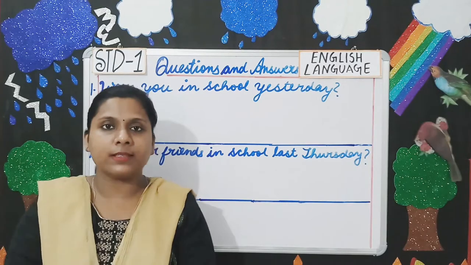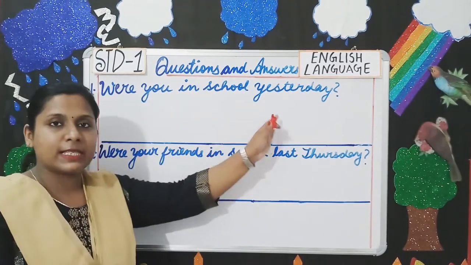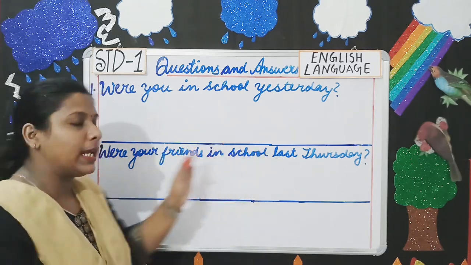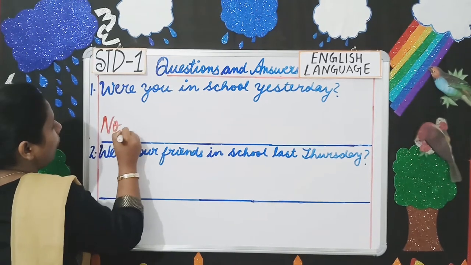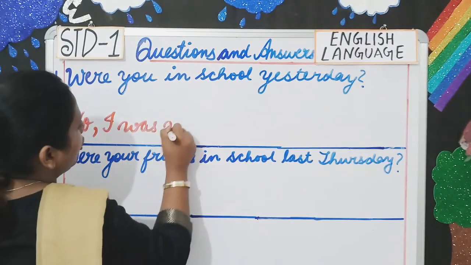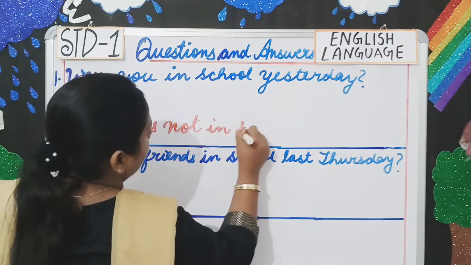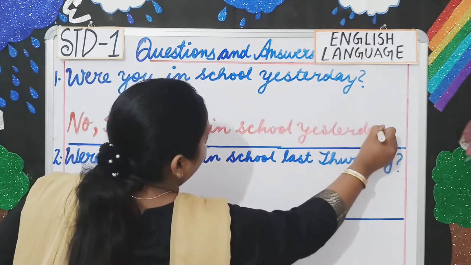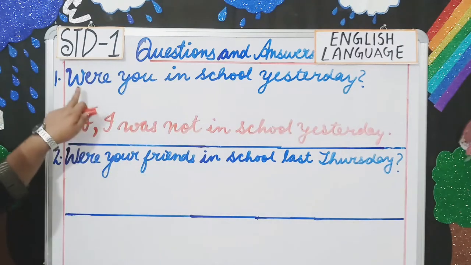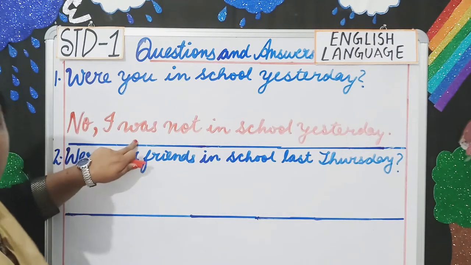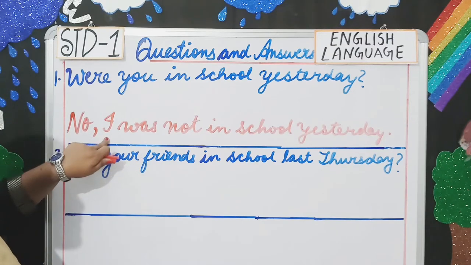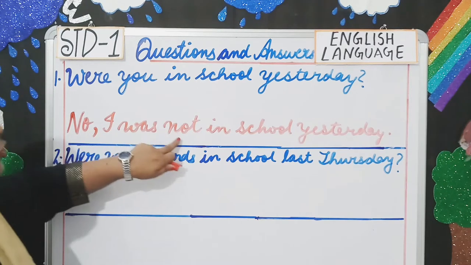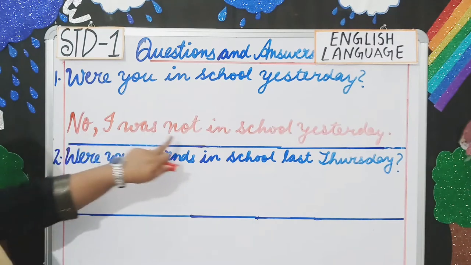The next question is, were you in school yesterday? So you have to write, no, I was not in school yesterday. If the question is starting with were, then why are we using was here, students? Because I is singular. So with singular, you have to use was. So no, I was not in school yesterday. With no, you will use not.